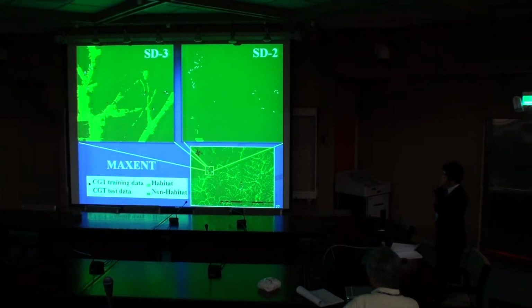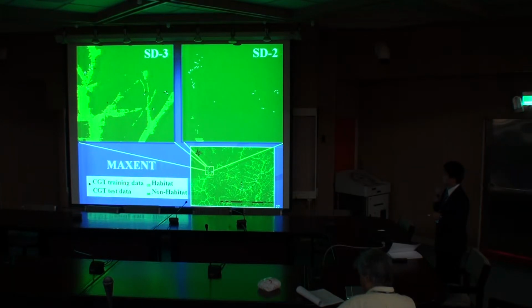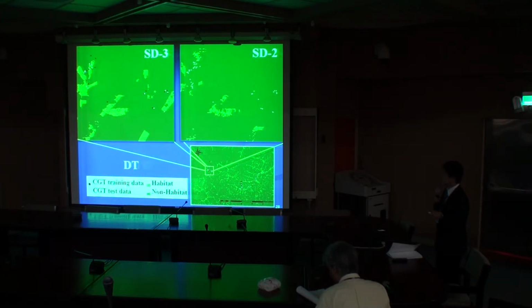Further comparing SD2 and SD3, we can easily know that MaxEnt in SD3 has improved in the Guangdao watershed, and the decision tree has also improved like MaxEnt. Also, other places have improved there.